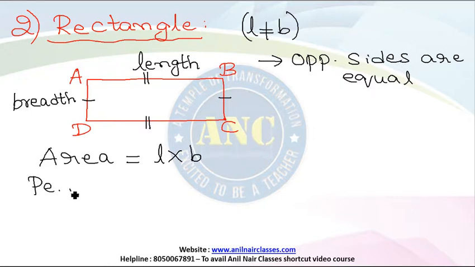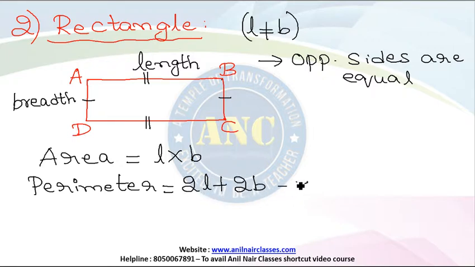Sir, what will be the perimeter in this case? Then again it's very simple, sir. Perimeter is nothing but the sum of all the sides. So this side is length. CD is also length. It is length plus length, 2 times of length. BC is breadth. AD is also breadth. It is 2 times of breadth. So it is 2L plus 2B. Or if I take 2 as a common factor, it is 2 times of (L plus B), right? This will be the perimeter of a rectangle.